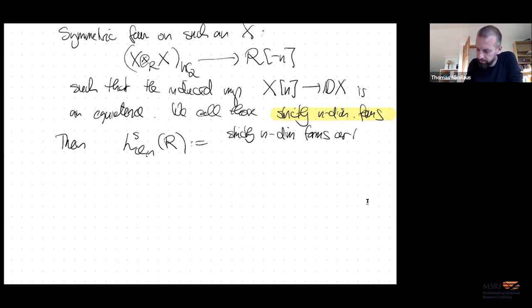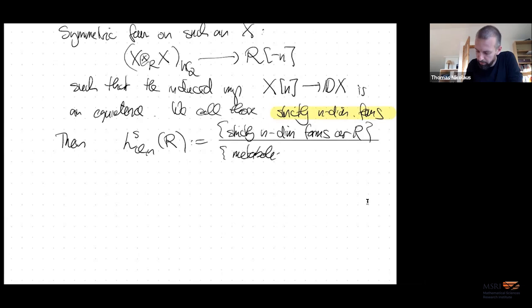over R, isoclasses of those, and then you quotient by the respective notion of metabolic forms. Basically the definition I gave earlier of metabolic forms repeats, except instead of exactly a fiber sequence. Okay, and well then by definition, we have that L classical zero, S symmetric of R is just given by the Witt group.